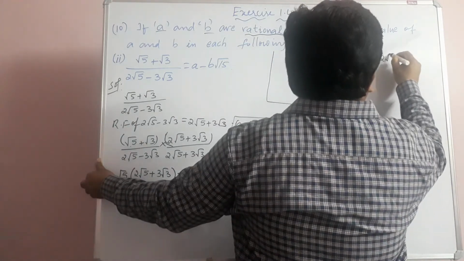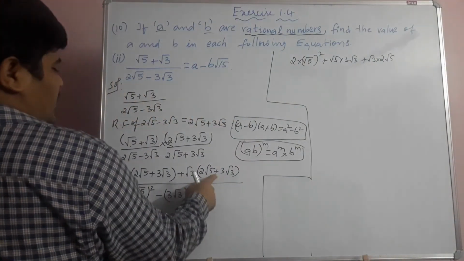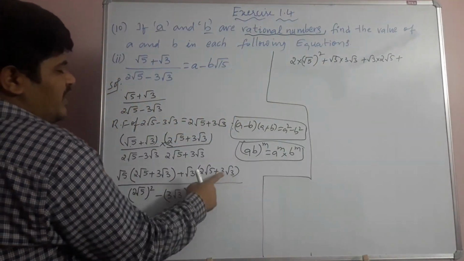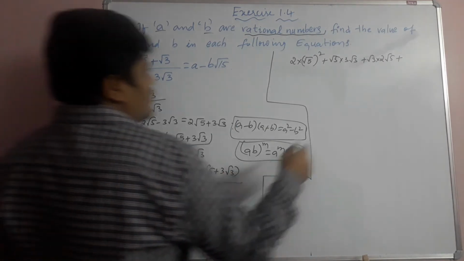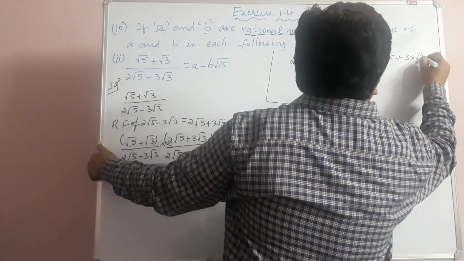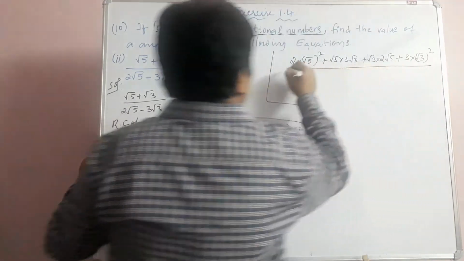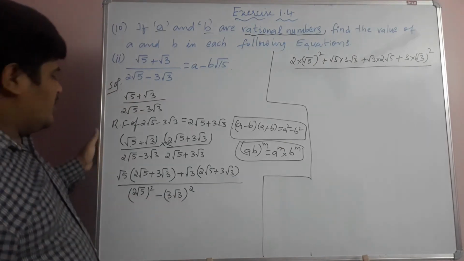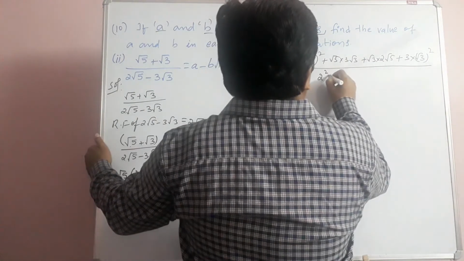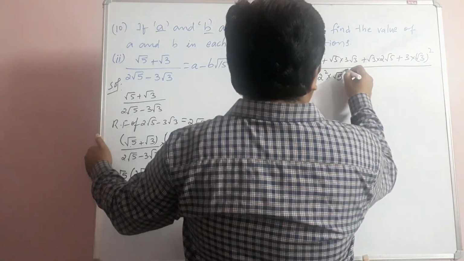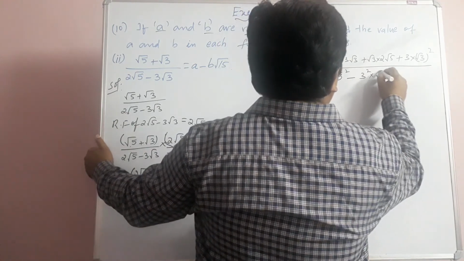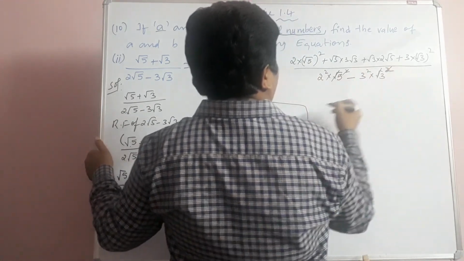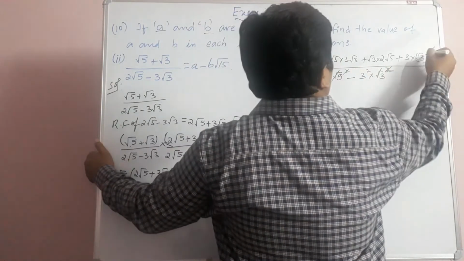So root 3 into 2 root 5. Again here, plus into plus is plus, students, root 3 into 3 root 3 is there, so we can write it as 3 into root 3 square. Denominator: 2 square into root 5 square minus 3 square into root 3 square. So here the square root cancelled, the square root cancelled.